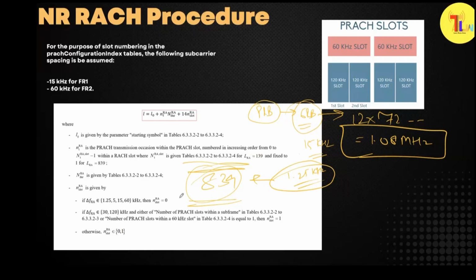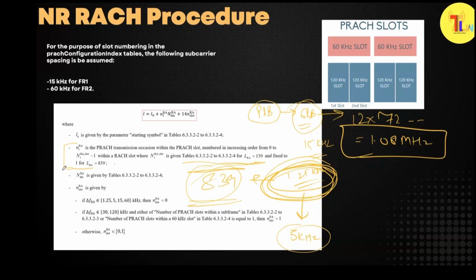But your NTRA slot will be fixed as 1 when it is 839, but when it is 139, that means the subcarrier spacing I am using is bigger. It can be 5 kilohertz, depending upon the subcarrier spacing and the preamble format you are using in 5G. In 4G it was fixed to 1.25 kilohertz. So this is how the patch transmission occasion within the RACH slot is changing.